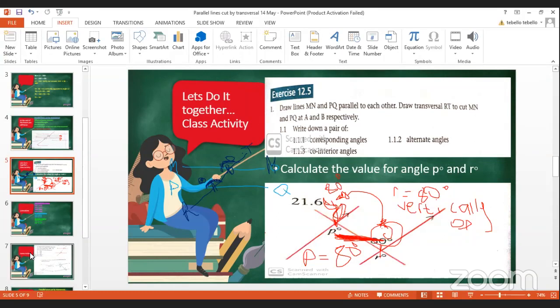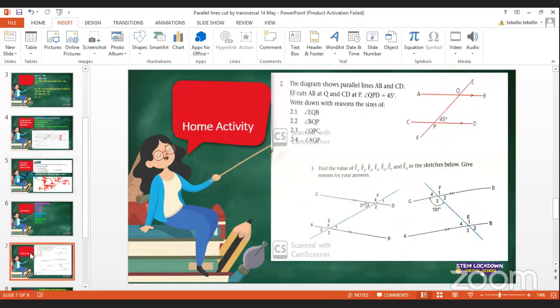Okay, our time is up. So guys, for your home activity, please do your home activity. Why? So that you won't be confused tomorrow when we do our calculation and we are solving our geometric problems. Please, it's very important to do your home activity so that you won't be confused tomorrow.